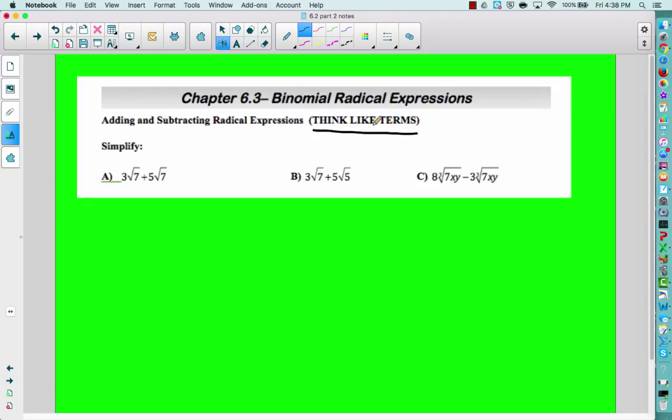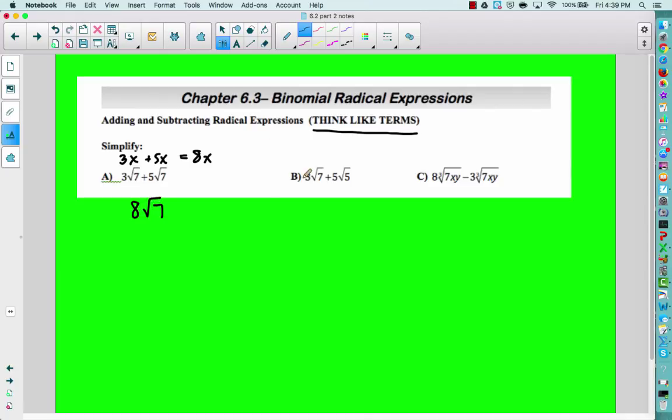The roots have to look exactly the same, meaning they have to have the same index, they have to have the same number under them in order for them to be added or subtracted. So for example, 3 root 7 plus 5 root 7. The roots are exactly the same, so just think of them like x. What would you do if it was 3x plus 5x? Well, you'd make it 8x. Okay, you don't change the radicals, you don't multiply the numbers under them. So this would be just 8 root 7.